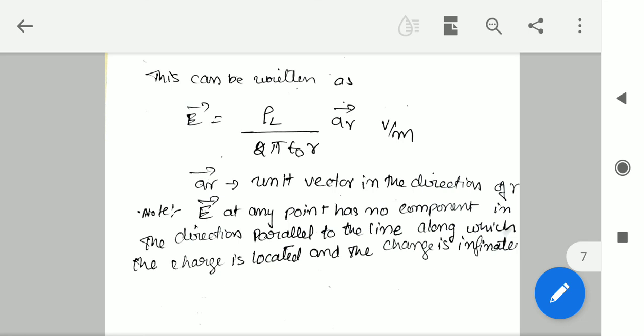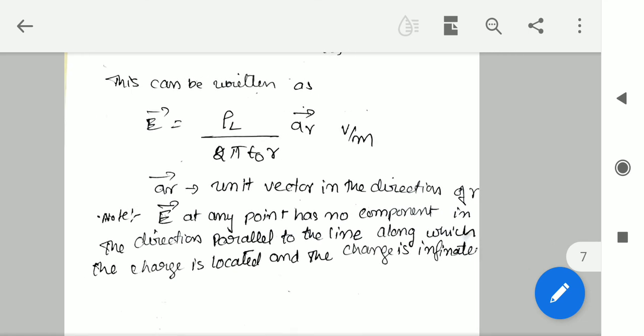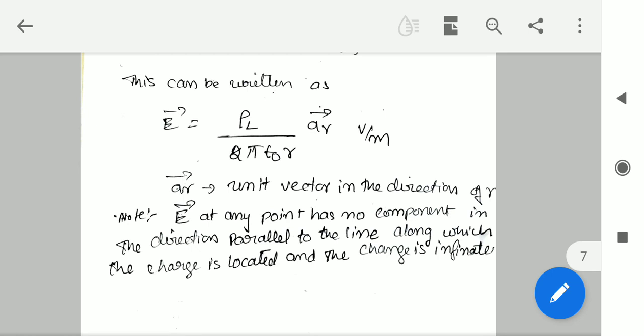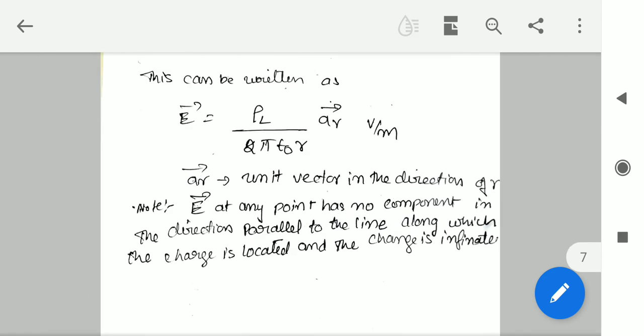The electric field at any point has no component in the direction parallel to the line along which the charge is located, and the charge is infinite. So the total charge due to the infinite line charge is infinity, and the electric field is given by the above formula. Okay, thank you.